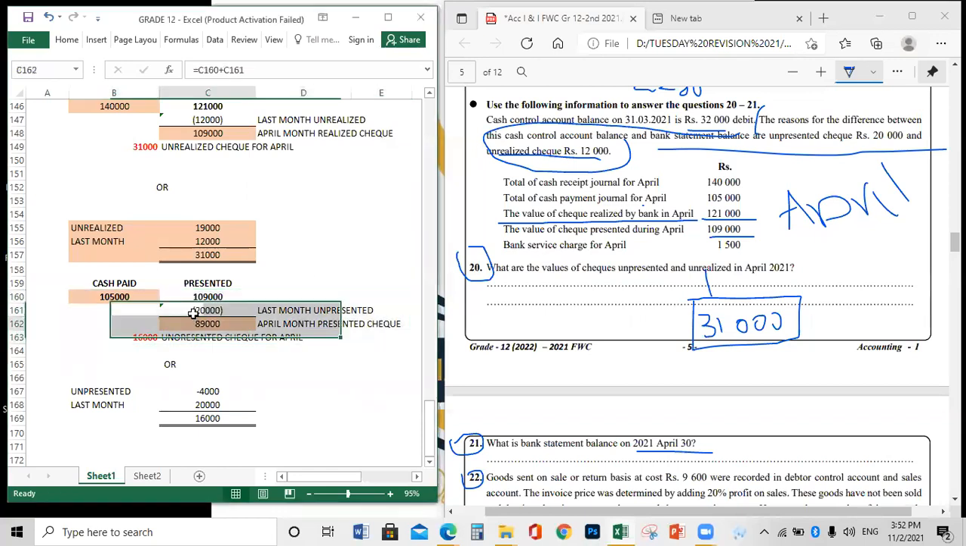Yeah, the logic behind adding this. One student is asking what is the logic behind doing that. Just because, guys, last month's unpresented checks would be presented this month. So we are trying to find the unpresented check for the current month, right? This presented amount will include last month's unpresented, so in order to take it out, you do it that way.